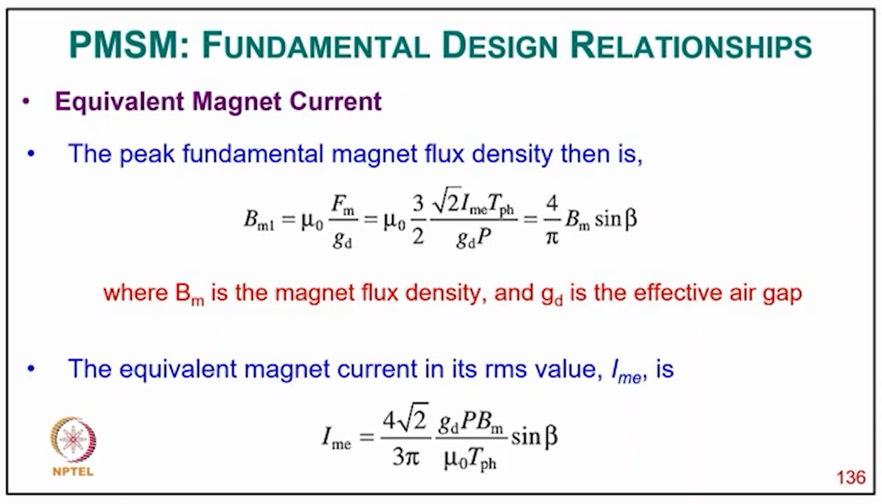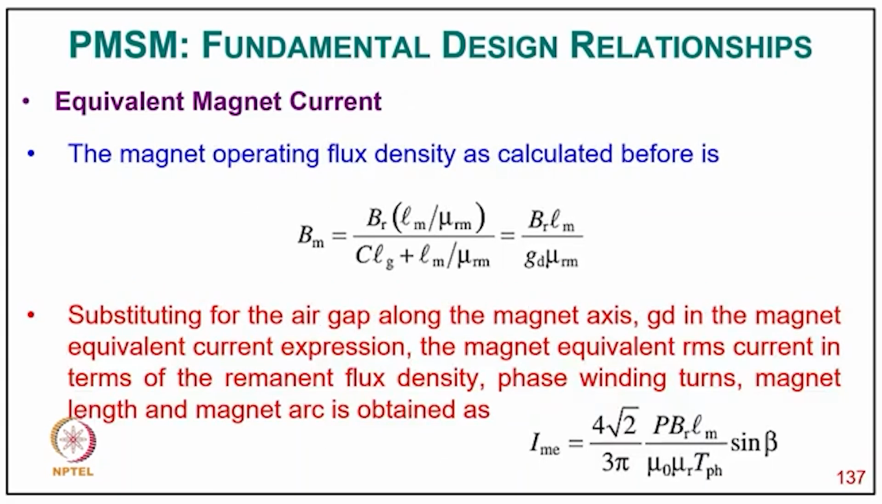And the equivalent magnet current in terms of RMS value is IM equal to 4√2 upon 3π GD PBM upon μ0 TPH sin β. So the magnet operating flux density can be calculated as before, as Bm equal to Br Lm upon μRm divided by (Lg plus Lm upon μRm), equal to Br Lm upon GD into μRm.